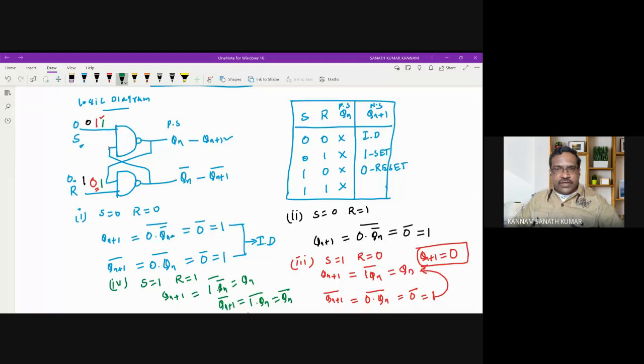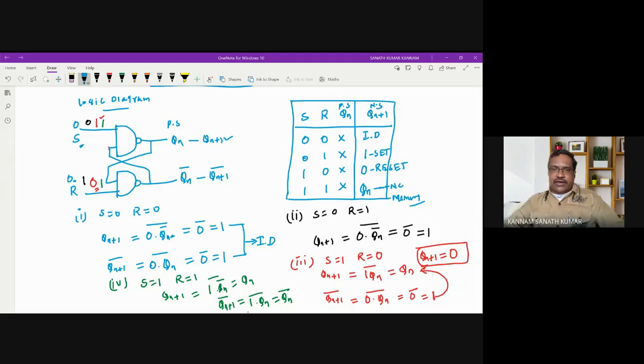So the next state equal to what? You are getting Qn itself, that means present state. And Qn plus 1 bar equal to Qn bar. So you can write this one as Qn. This we call as no change or memory. So just opposite of this, whatever we realized using the NOR gate, same thing we will get in the realization of SR latch by using the NAND gate.